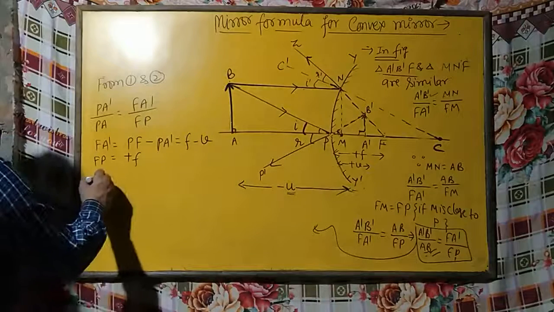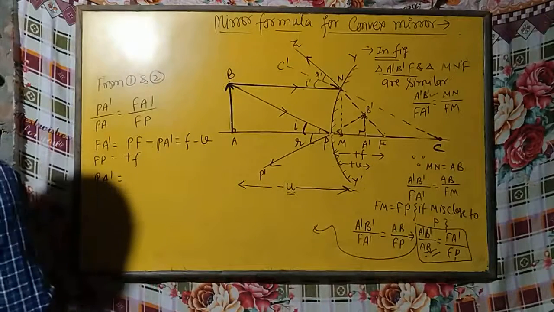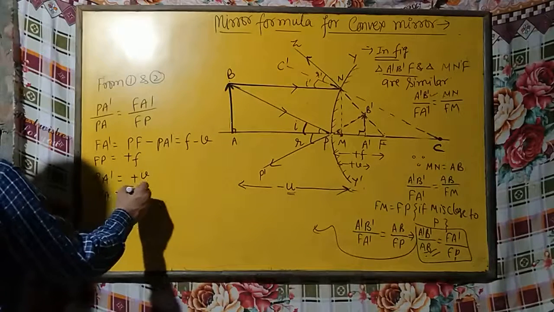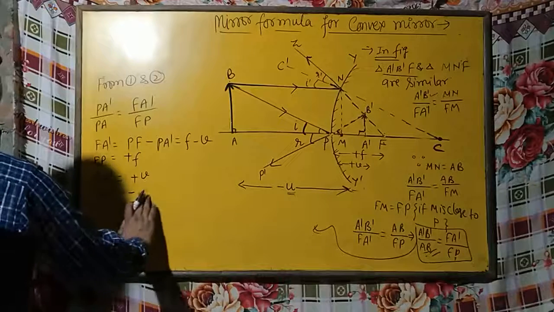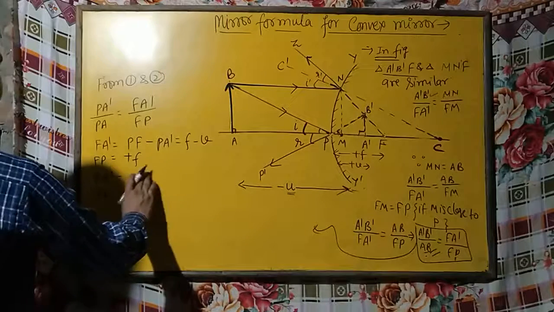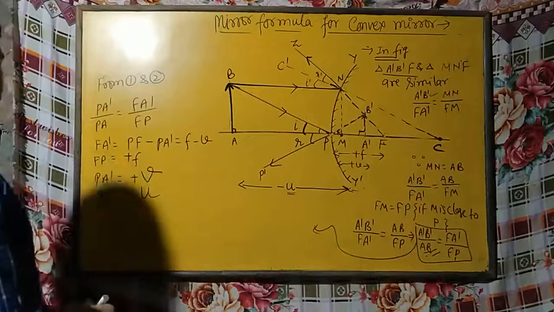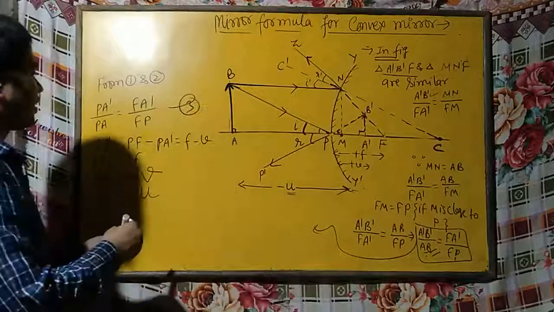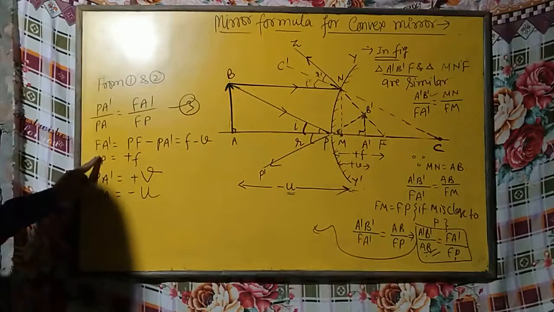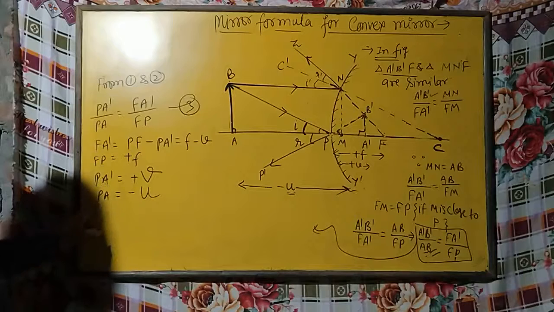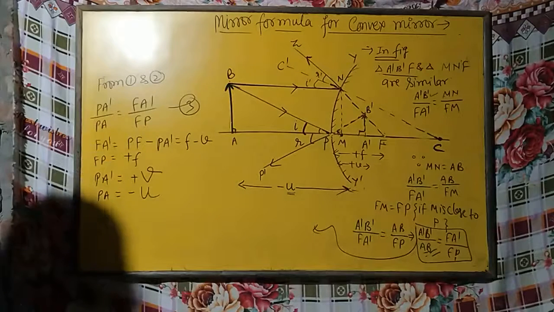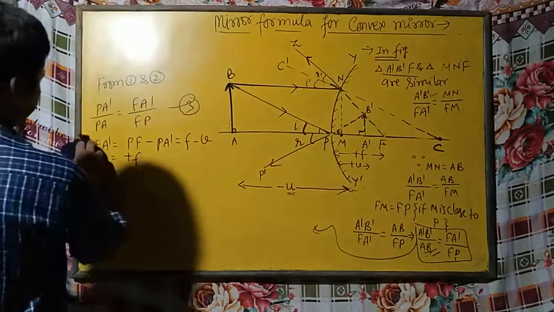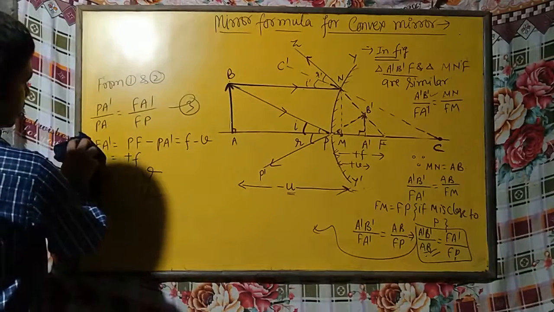Pa dash is equal to again v, and pa is equal to minus u. This one is v. Okay, now we are going to use these relations. We are going to use these values of fa, then fp, then pa dash, then pa in equation number 3.